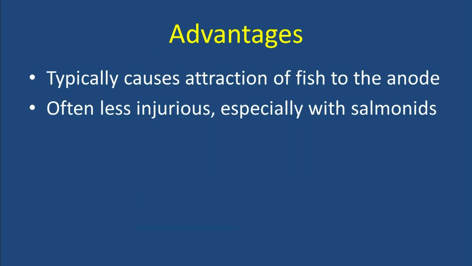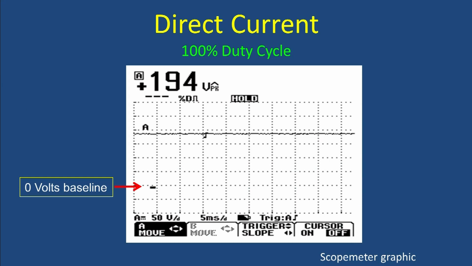So the advantage of continuous DC is that it typically causes attraction of fish to the anode, and that can be very dramatic. It's also often less injurious, especially with trout and salmon. So if they can use it, DC is the first waveform of choice with trout and salmon.